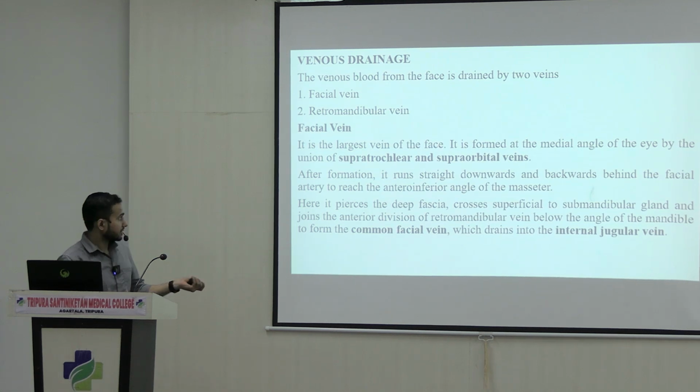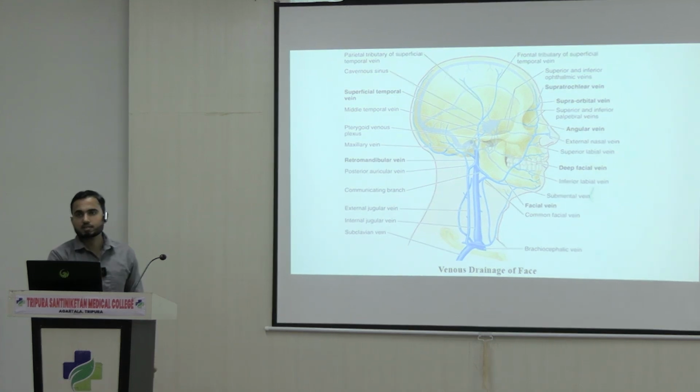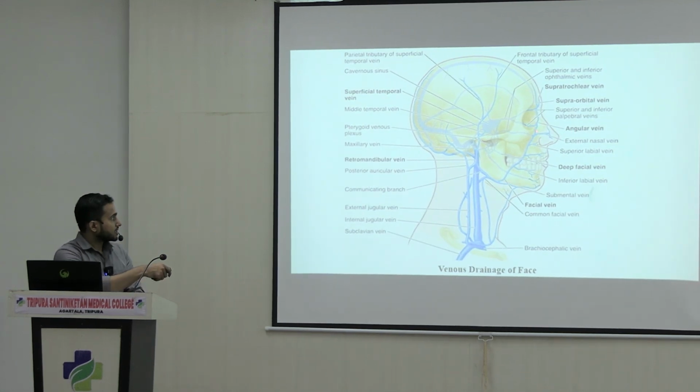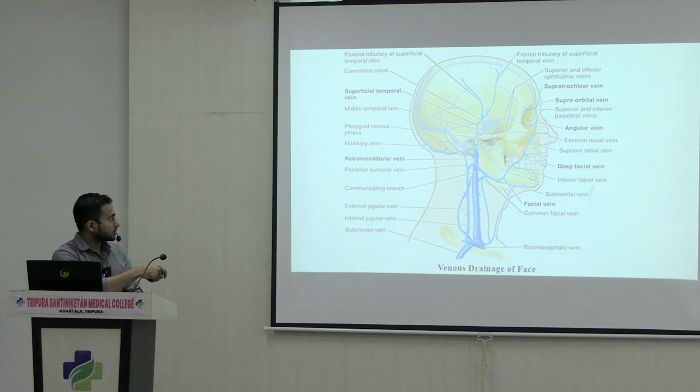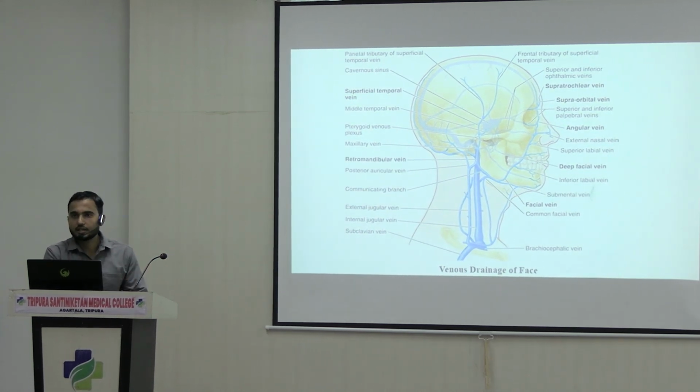Now let me show you the diagram first. Here you can see the diagram, and in it you can see the formation of the facial vein. This angular vein is also termed the facial vein only, because it is forming at the medial angle of the eye. After that you can see how it is descending. When it descends, it follows the course of the facial artery, and it is situated behind the facial artery.